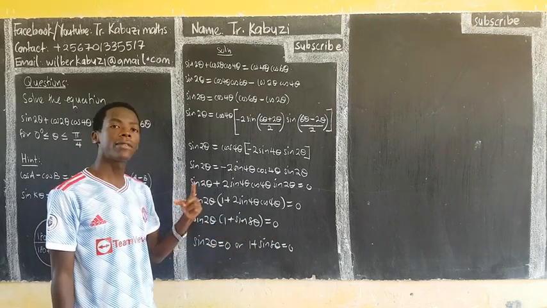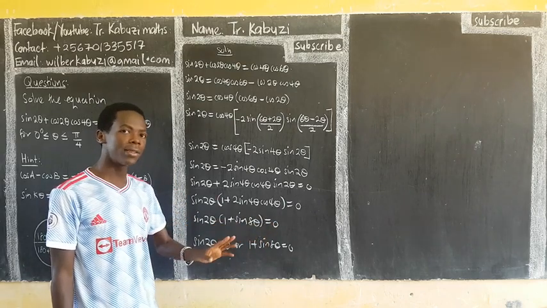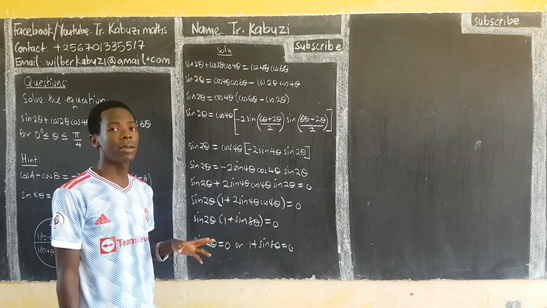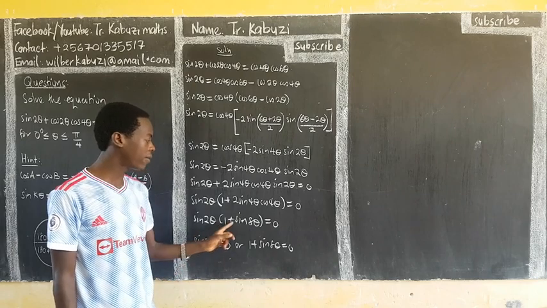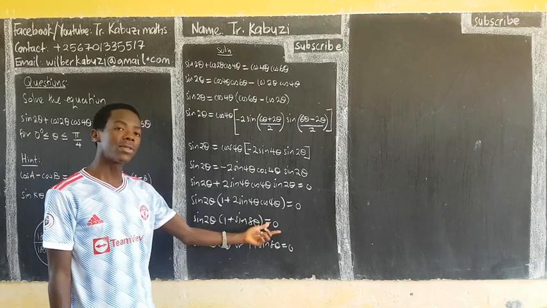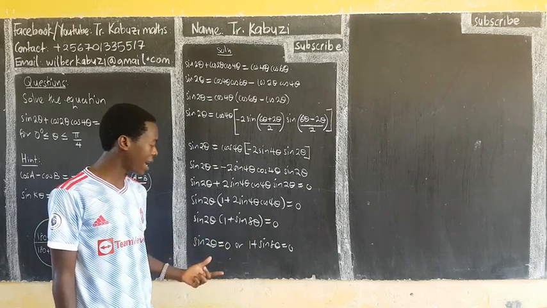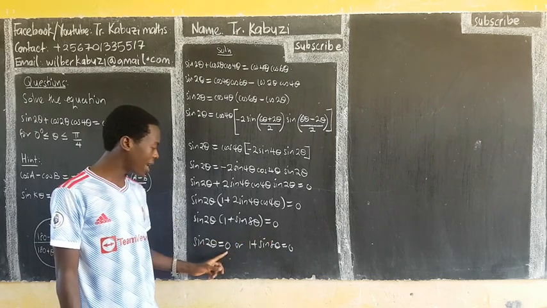Now, this method works only if this is a 0. When you have a product of two things and you are equating them to 0, if this one is something other than 0, it doesn't work. Then you just bring one side and you solve that quadratic equation. Whenever you have a product of two things equal to 0, it means that one of them should be 0. That's the idea.